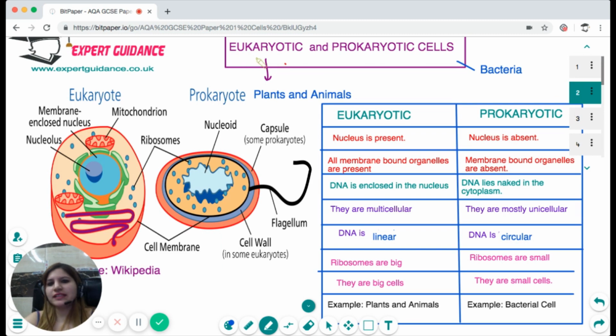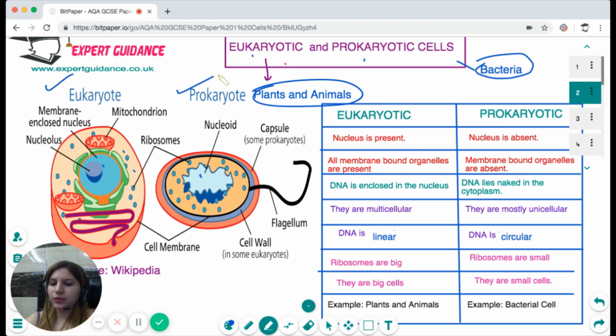Now, the first thing we need to know is what is the difference between eukaryotic and a prokaryotic cell. Now, prokaryotic cell is a bacteria and eukaryotic cells are plants and animals. Now, if you see in this diagram, there is a eukaryotic cell and a prokaryotic cell. The first basic difference between the two is the presence of this structure called the nucleus. So, nucleus is present in a eukaryotic cell, but in a prokaryotic cell, the nucleus is absent.